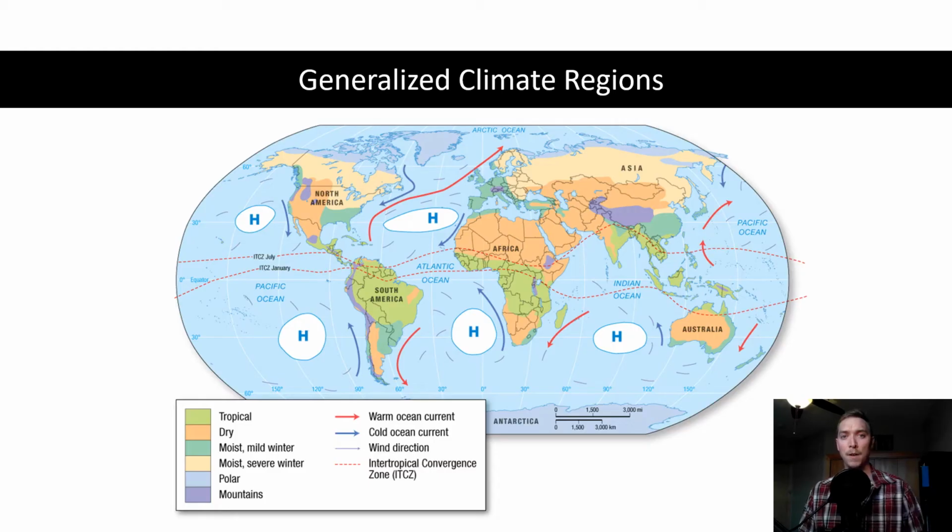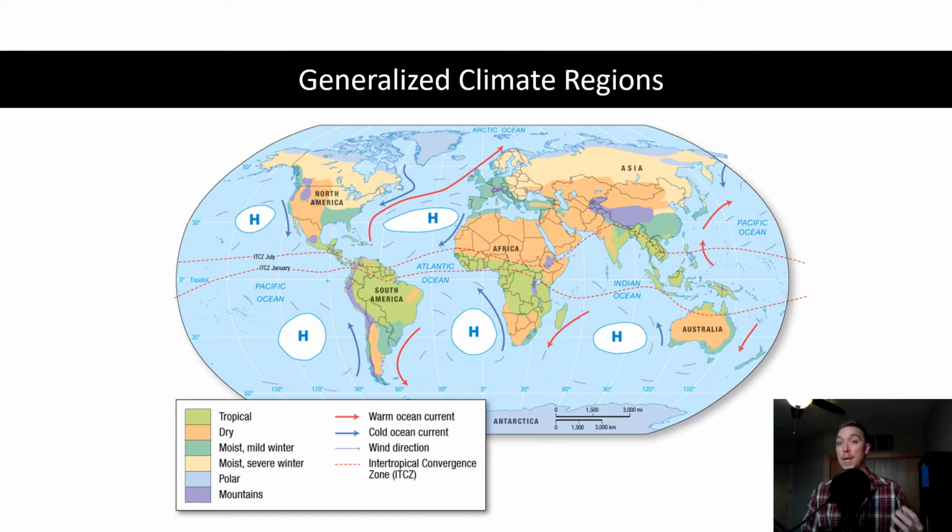Well, here's a generalized climate region map for all of the world. We see some very useful things on here. We see the warm and the cold ocean currents by the bold arrows. We see dominant wind directions across major portions of the oceans. We see the intertropical convergence zone. But then we see the color coding, and the color coding says that we have tropical, dry, moist with mild winter, moist with severe winter, polar, and mountainous climate regions.